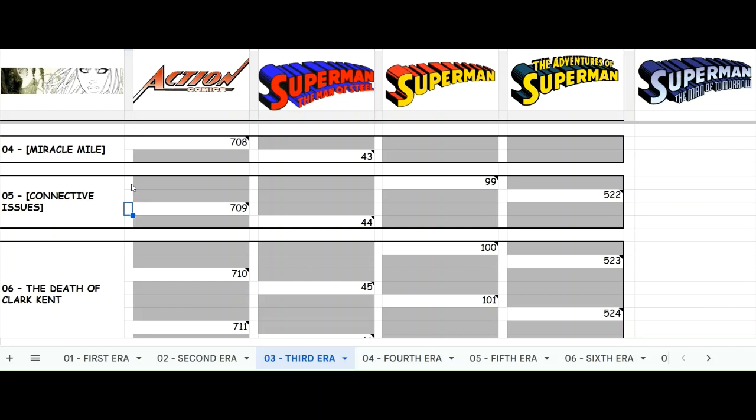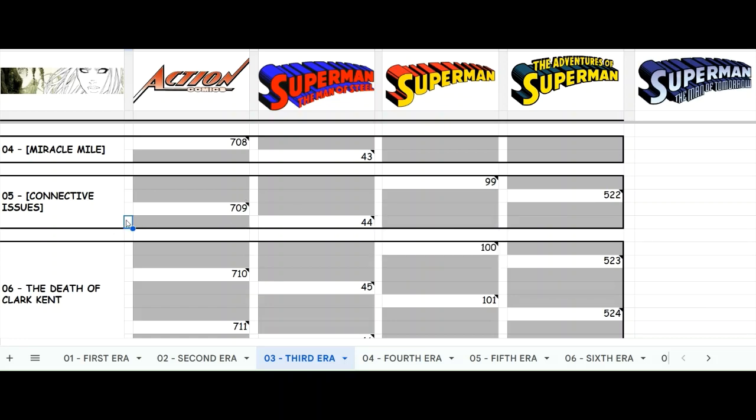Anyway, the next connective issue is Action Comics 709. This features Guy Gardner, and actually it ties into the events of the ongoing Guy Gardner Warrior series, which is being published at the same time. But don't worry, it makes perfect sense without reading that. And then we have Man of Steel number 44. Let's have a quick check-in. This is triangle number 17. There we go.